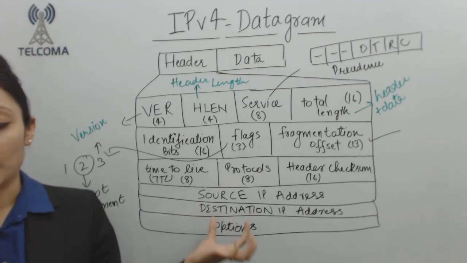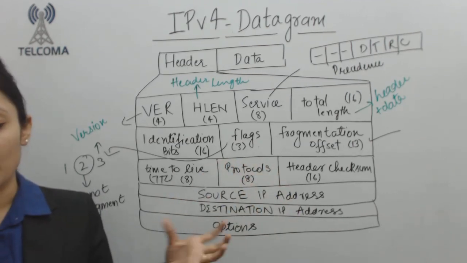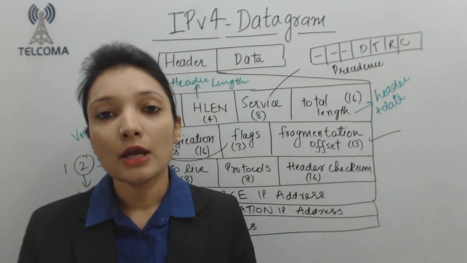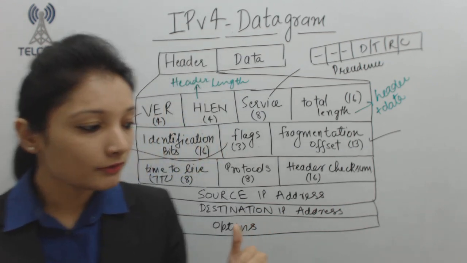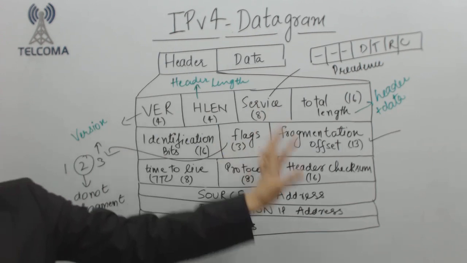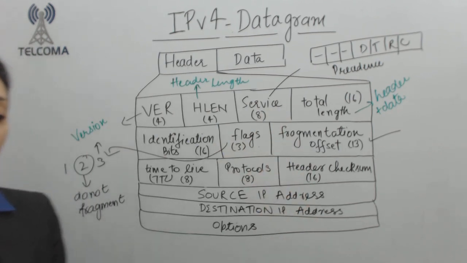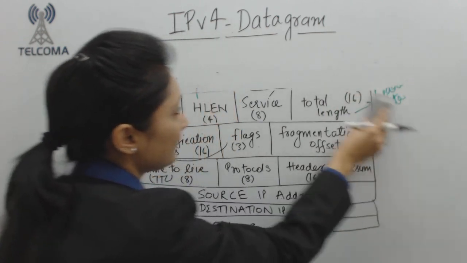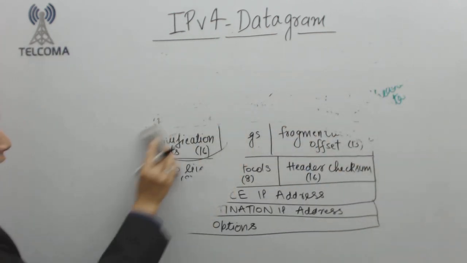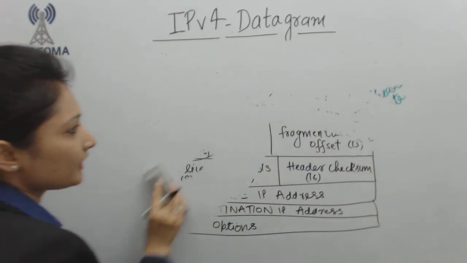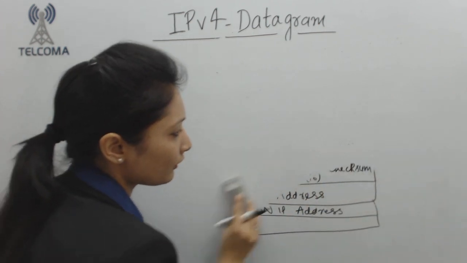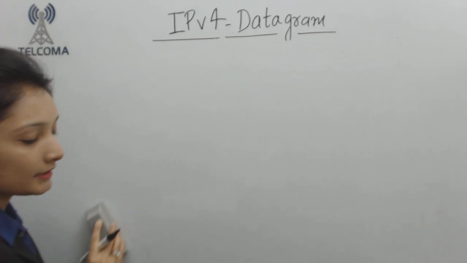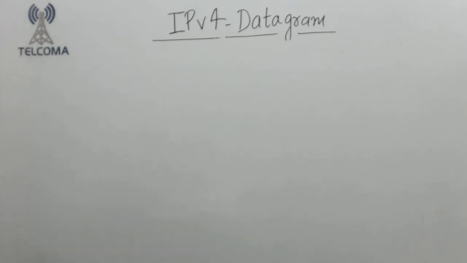Then we have another field, options. This is not used for the datagram normally, but it can be used for debugging and testing procedures. So this is the format for your IPv4 datagram. Now we have the IPv6 datagram also, because IPv4 is exhausted. So we have another version of the internet protocol, which is IPv6.